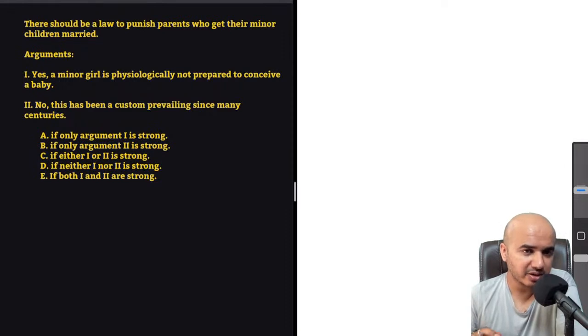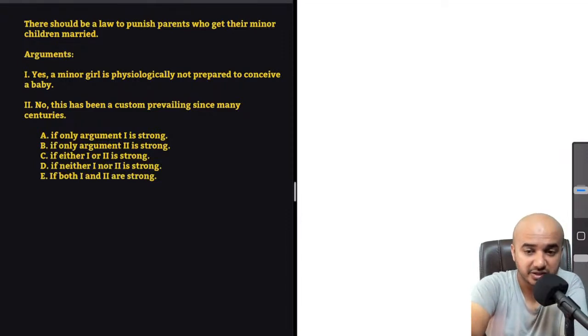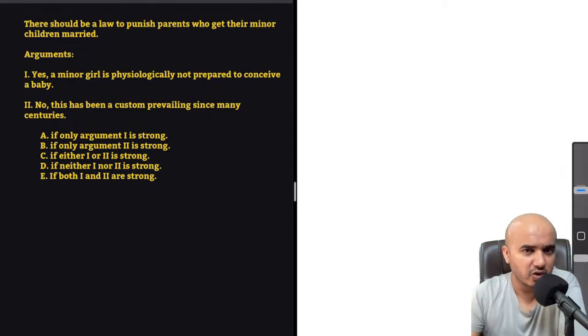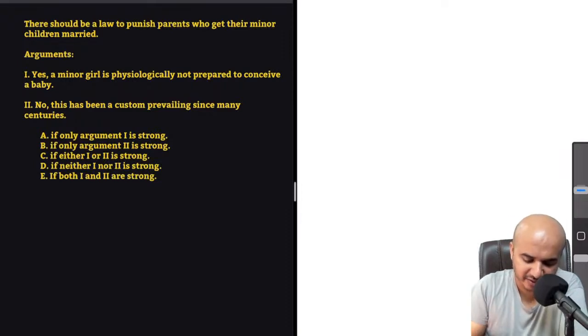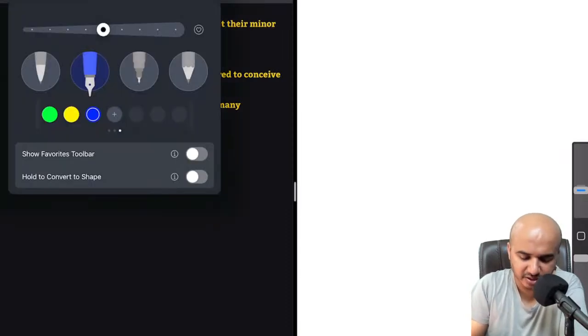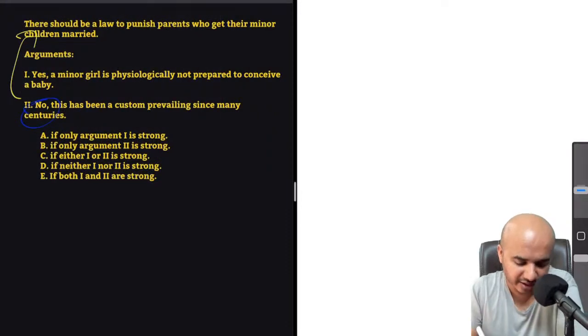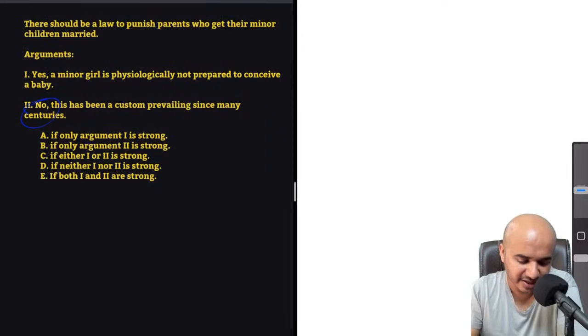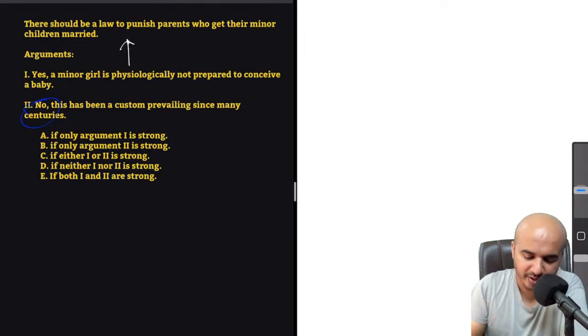And the second statement being, no, you should not do that because this has been a custom prevailing since many centuries. Just because it is a custom since many centuries, we cannot say there should be no law to punish parents. So the second statement is in fact not supporting the statement mentioned above. Therefore the second argument can be safely ignored, and we'll have to stick to the first argument. Only the first argument makes sense because it says, yes, we support it because a minor girl is psychologically not prepared to conceive a baby.